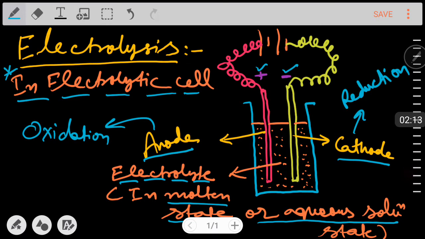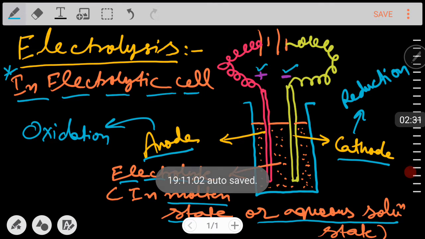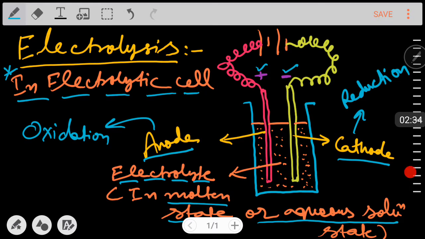Its anion, that is negatively charged, will be attracted by the anode. It will start to move towards the anode, and when it touches the metal rod of the anode, it gets oxidized. Similarly, the cation of the electrolyte, that is positively charged, will be attracted by the negative cathode, so it starts to move towards the cathode, and when it touches the metal rod of the cathode, it gets reduced. As a result, the electrolyte is decomposed.